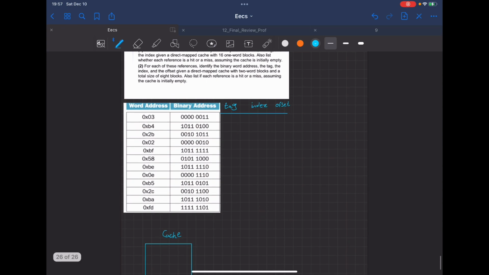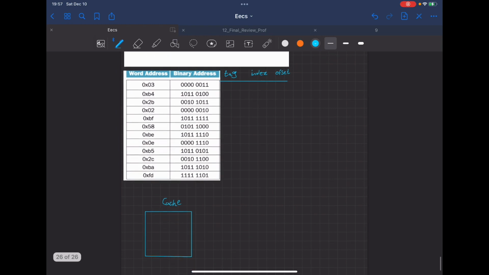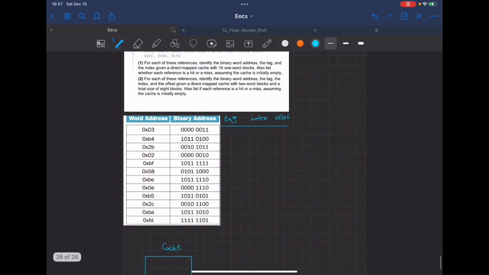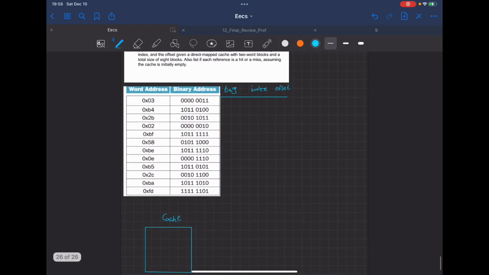No, that's for the first part. For the second part, for each of these references, identify the binary word address, the tag, and index, and the offset given a direct match with 2 word blocks. Okay, so 2 word blocks. Here we go. So yeah, now I understand it. Okay, so 2 word blocks.